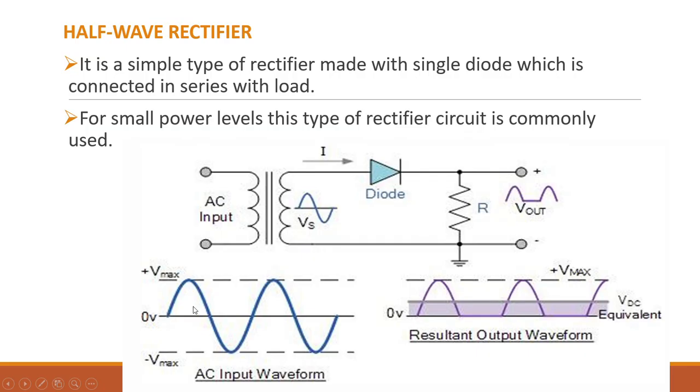be reverse biased. So for the positive half, it will provide the output, and for the negative half, it will not provide the output. Output will be zero, and we are getting only a half wave, and that is why it is known as a half wave rectifier.